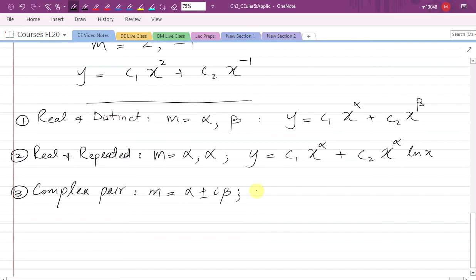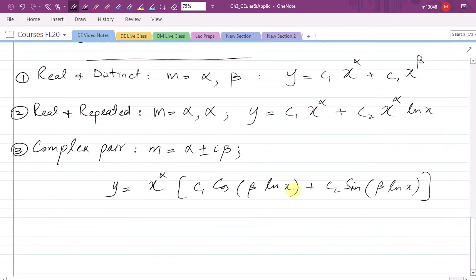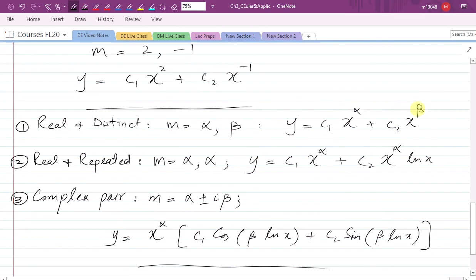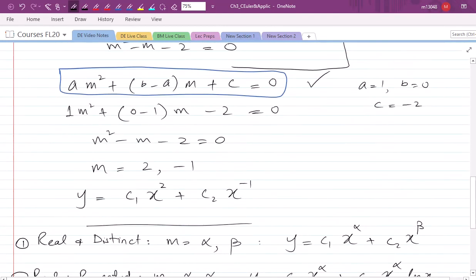For a complex pair, alpha plus minus i beta, we have y equals x power alpha, the real part outside, times c1 cos of beta log of x plus c2 sine of beta log of x. Note that inside the argument of sine and cos it is log of x. So if we remember these things, and that it is x power, not e power this time, the rest is exactly the same as constant coefficients.